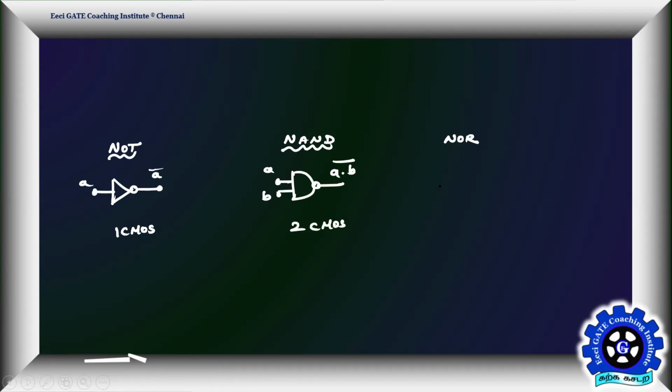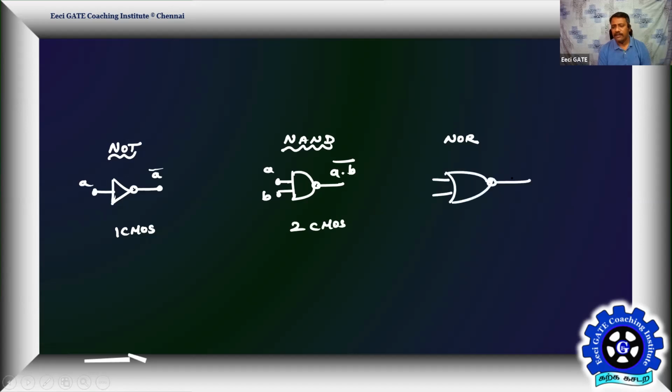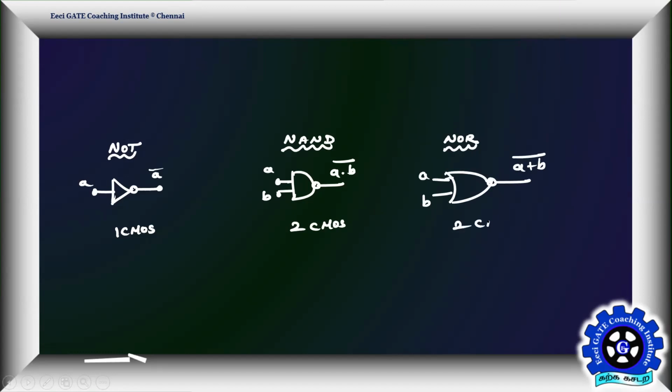2 CMOS. Then we have built recently a NOR implementation. This is A and this is B. It is A or B, the whole bar. That's a NOR logic. What is the cost of the design? 2 CMOS. By using 2 CMOS, you can implement either NAND or NOR.